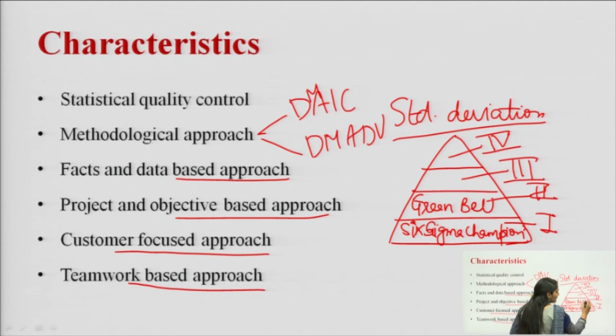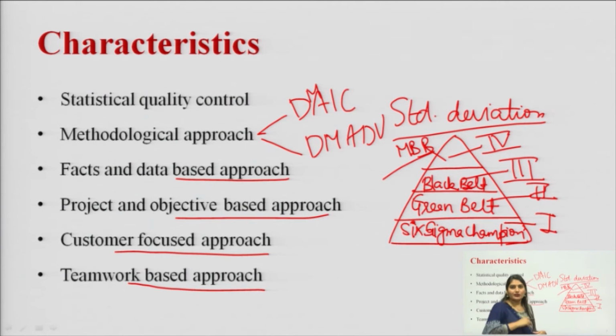Next is green belt. Next is black belt, and this is master black belt. There are 4 levels of training that should be provided to the personnel working in the Six Sigma concept, and this is represented by a triangle. First is Six Sigma champion, second is green belt, third is black belt, and last one is master black belt.